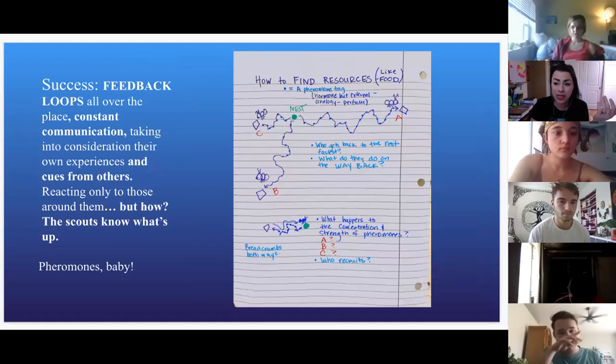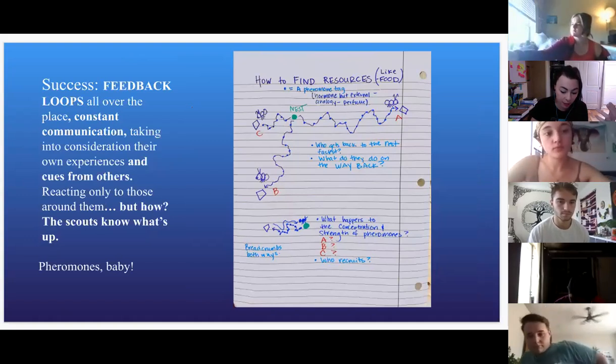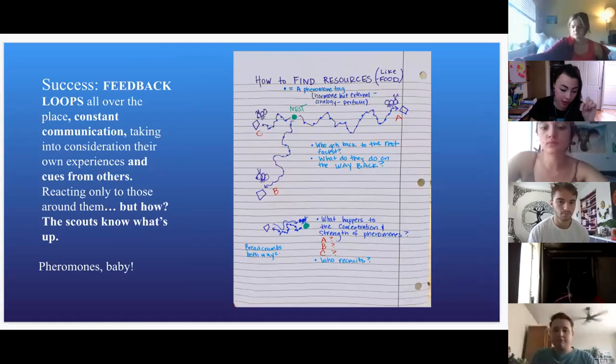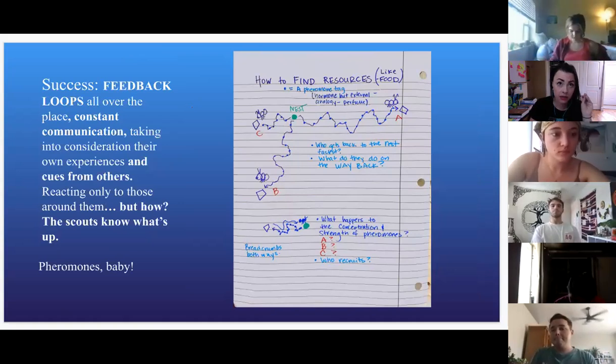So how do they do this? Okay, they work together. They've got different classes. As they age, they can take on different jobs. They operate on tiny little feedback loops, concentrating on what they're experiencing in the moment, reacting to that, and reacting to each other.